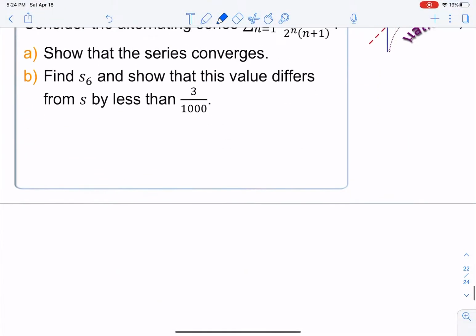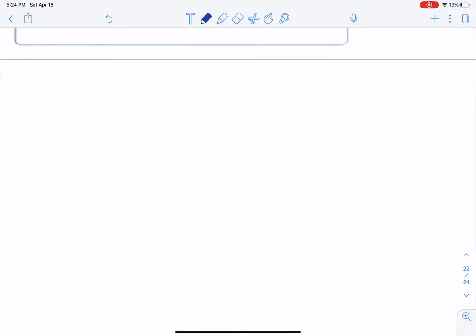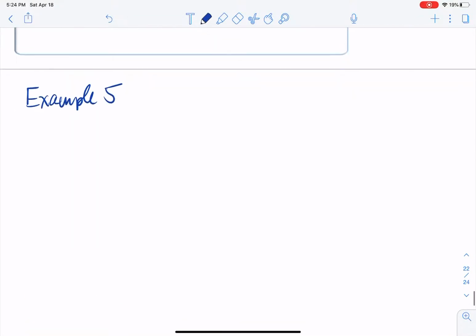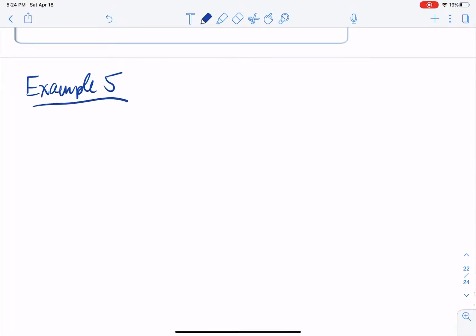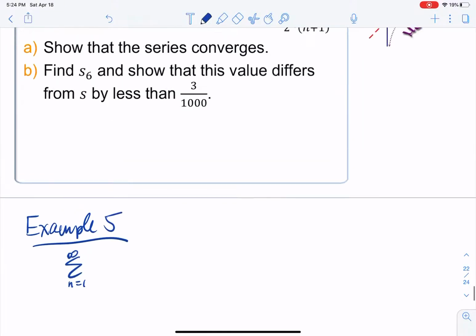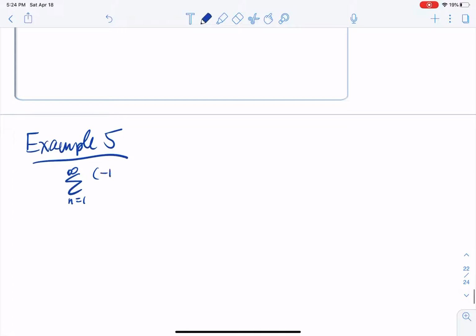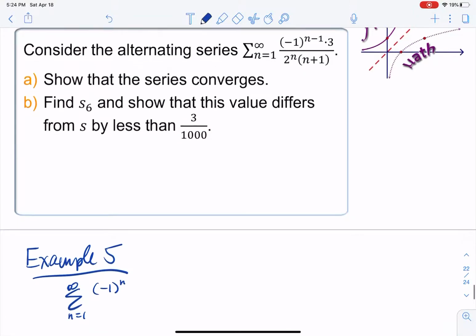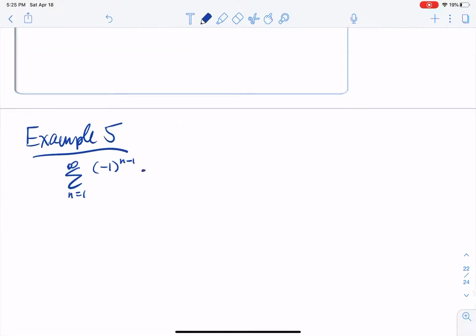Okay, so then on example, I think it was 5. I'm going to write 5 and hope for the best. Good, it paid off. All right, and then my series here was from n equals 1 to infinity of negative 1 to the n minus 1 times 3 over 2 to the n times n plus 1.